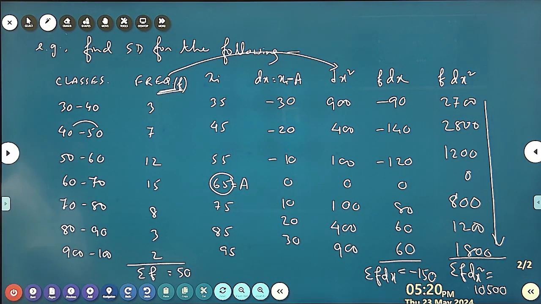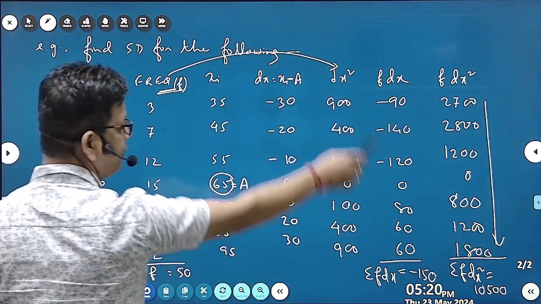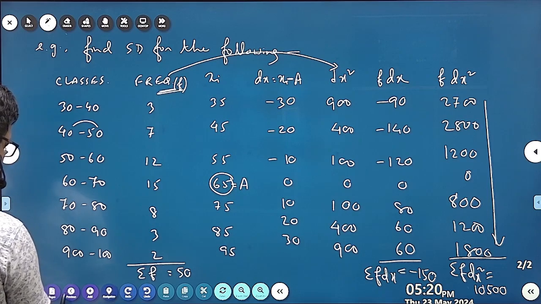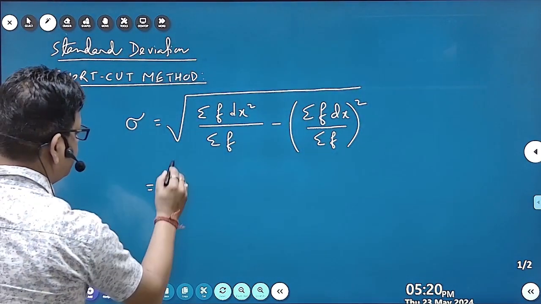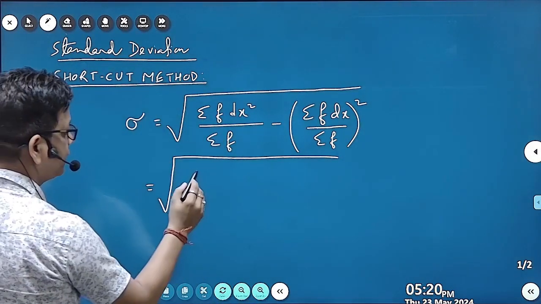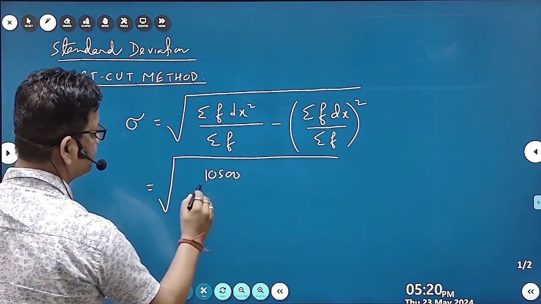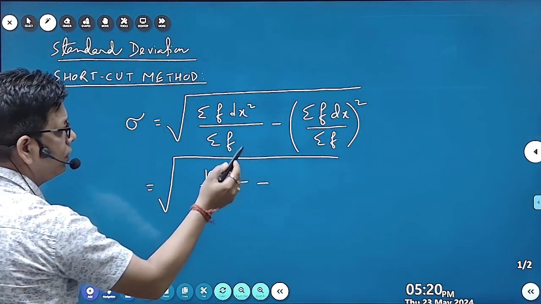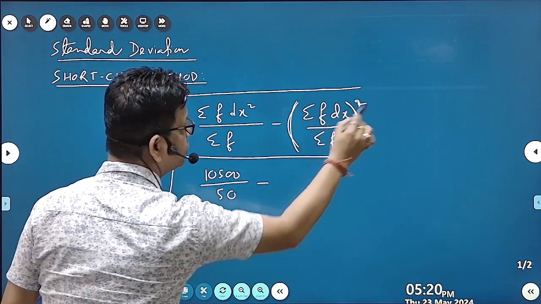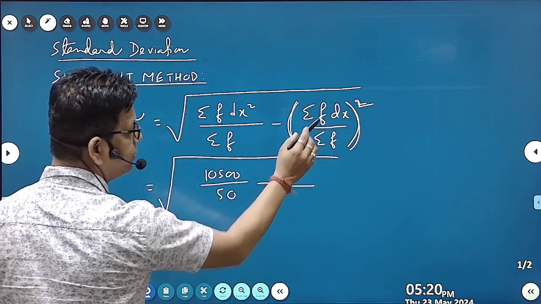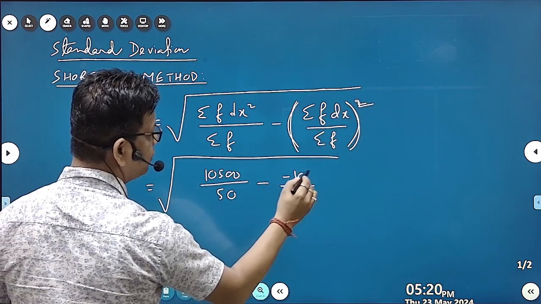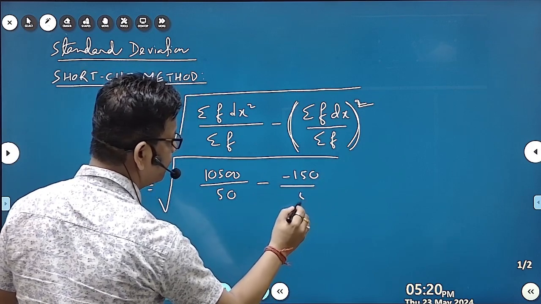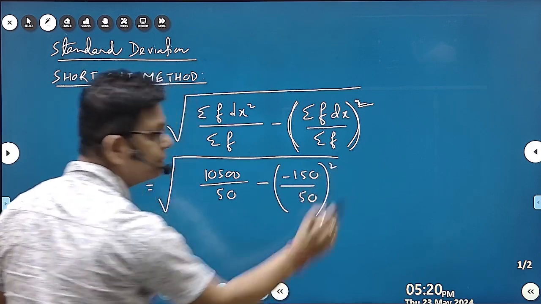All right. So let's just put the values. Summation f dx is minus 150. Summation f dx square is 10,500. So if I now go to the formula, we just need to put it in the formula. So f dx square we got is 10,500. Am I correct? And this is 50. But here you have to be a little bit careful about the whole square of these values. So first you have to put the value. So this value was minus 150. Then what is this value? 50, then square. Is it correct?